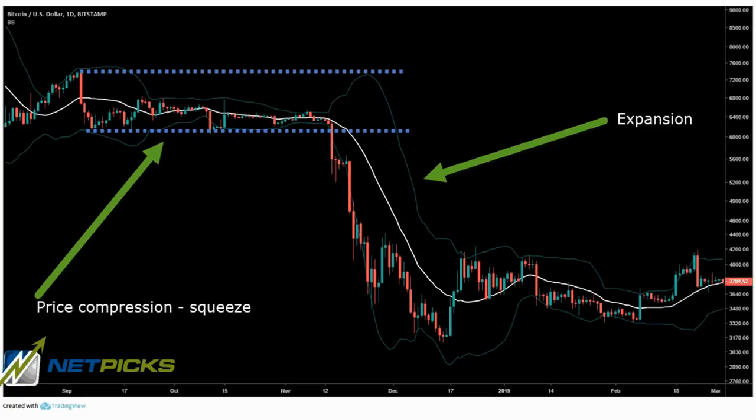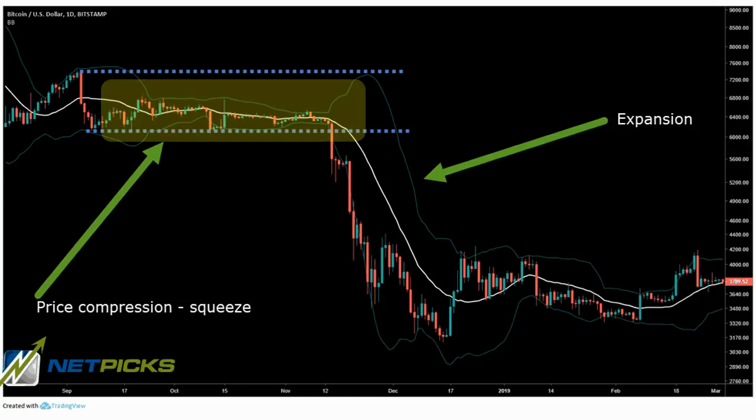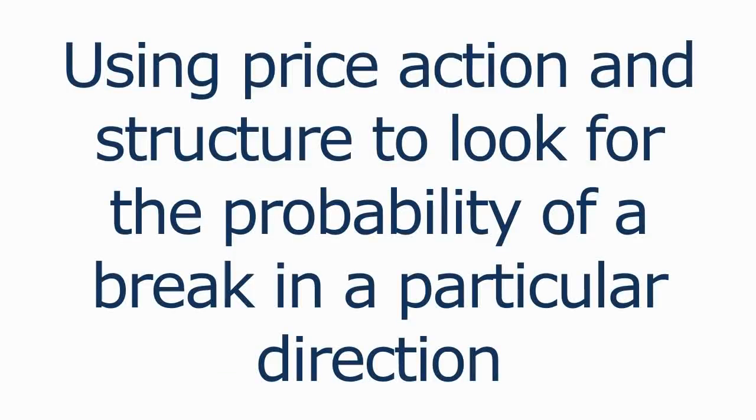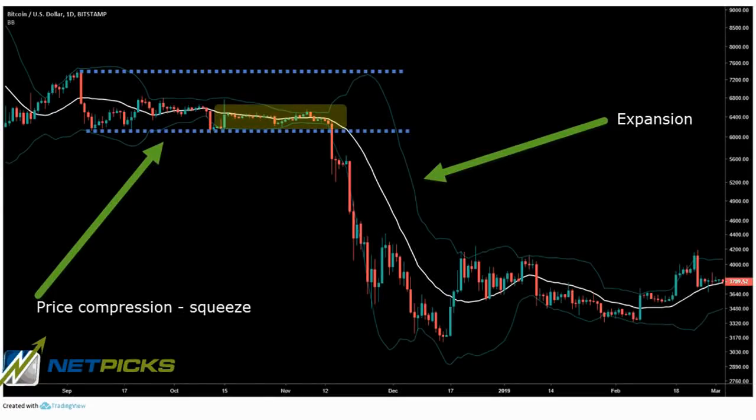So here we can see the Bollinger Bands compressed together, and this is a chart of Bitcoin. And trading the band squeeze can be as simple as looking for the squeeze to occur, marking off the high and low of the forming range, and using price action and structure to look for the possibility of a break in a particular direction. On this chart, we see that price before the breakout is settling in the bottom third of the range. The fact that price is unable to trade higher than it did on the left side of the range tilts the edge more to the downside.